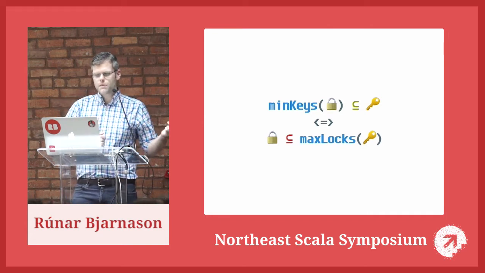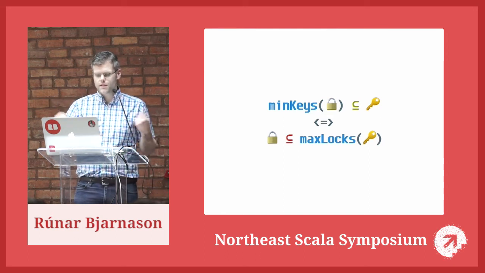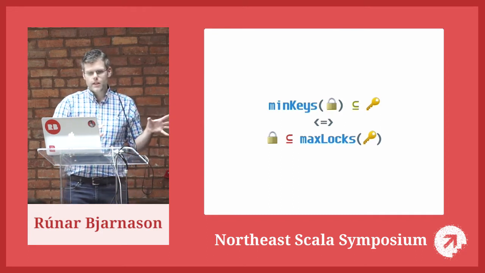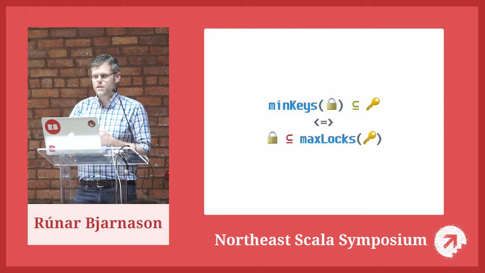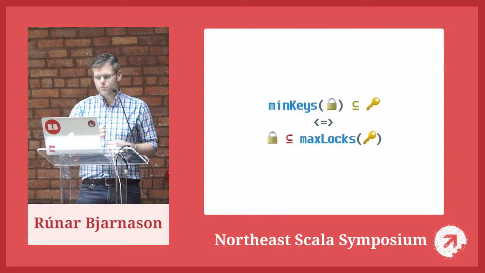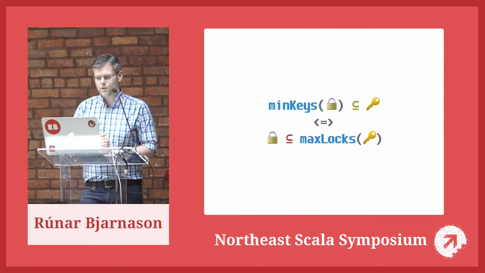So when that min keys goes over that set of keys, then max locks is going to be under that set of locks. So in order for this to work, min keys has to get the smallest set of keys that could open some set of locks. So it has to be the optimal solution to those locks. Right, so this is saying that min keys of some locks is smaller than any set of keys which, when we go and get the maximum set of locks that those keys could open, we get the set of locks we started with.